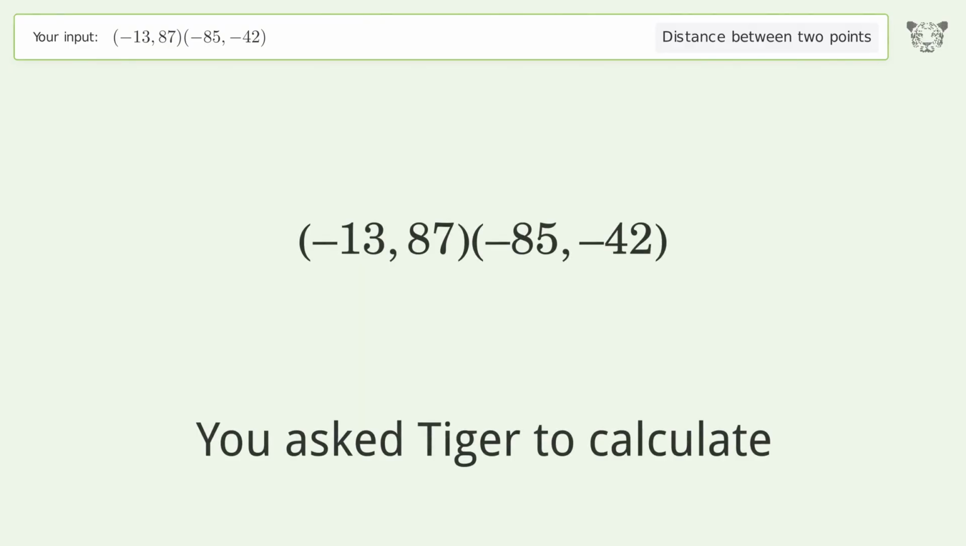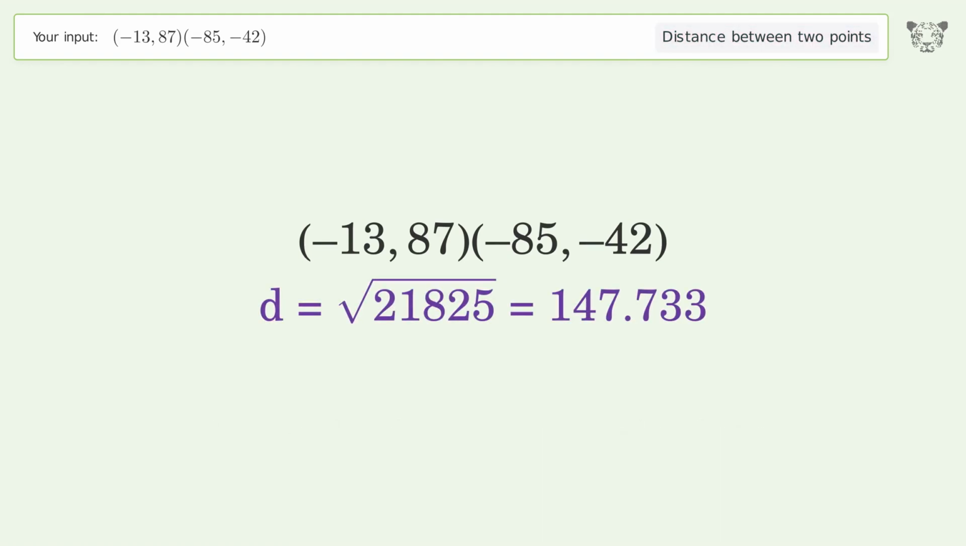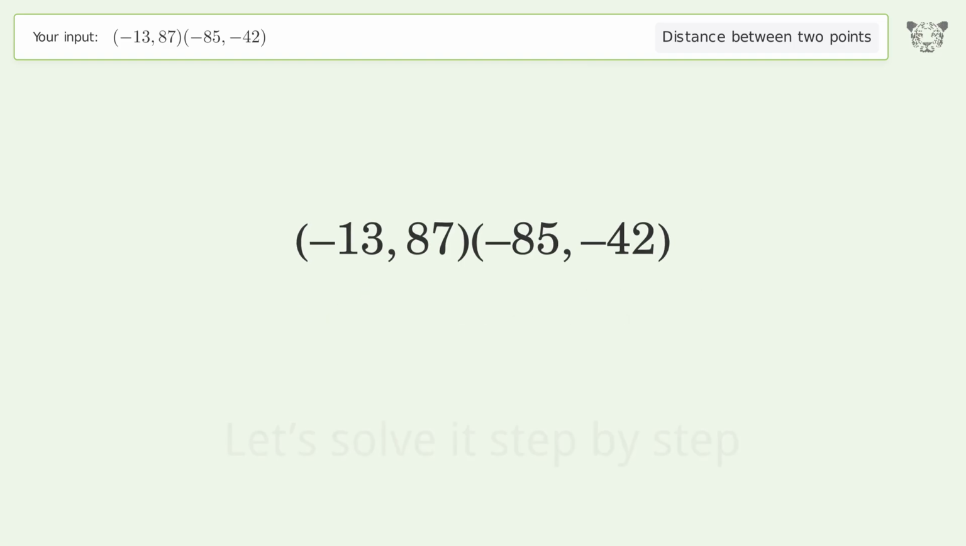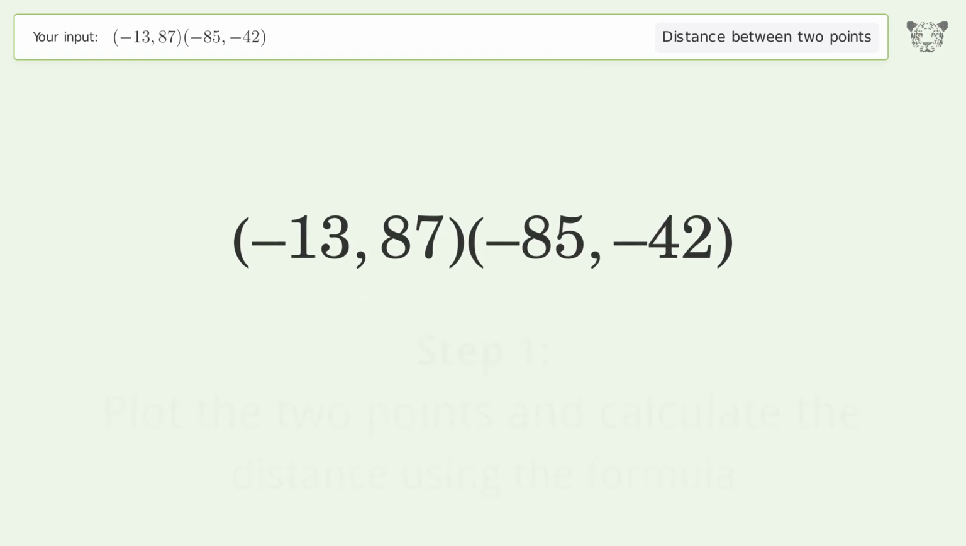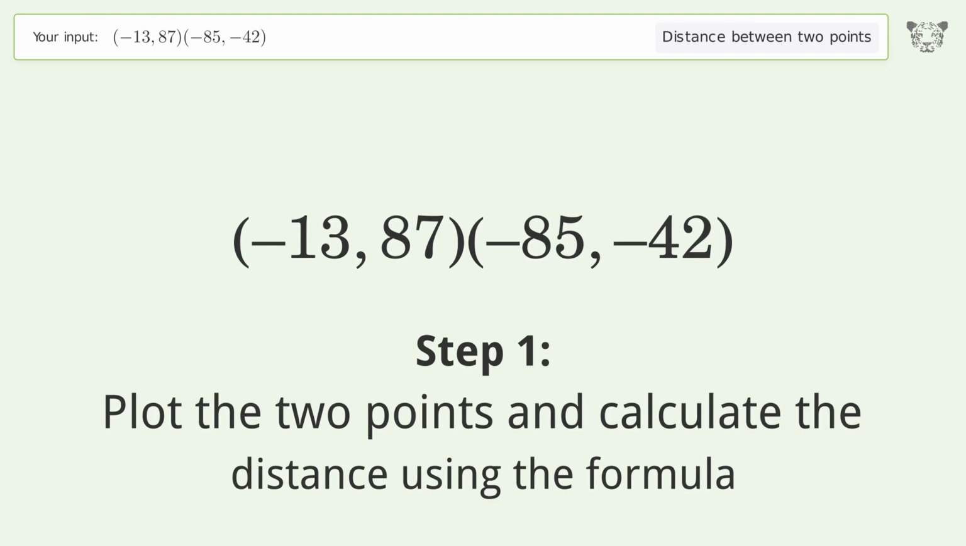You ask Tiger to calculate. This deals with the distance between 2 points. The distance between the 2 points is the square root of 21,825 or 147.733. Let's solve it step by step. Plot the 2 points and calculate the distance using the formula.